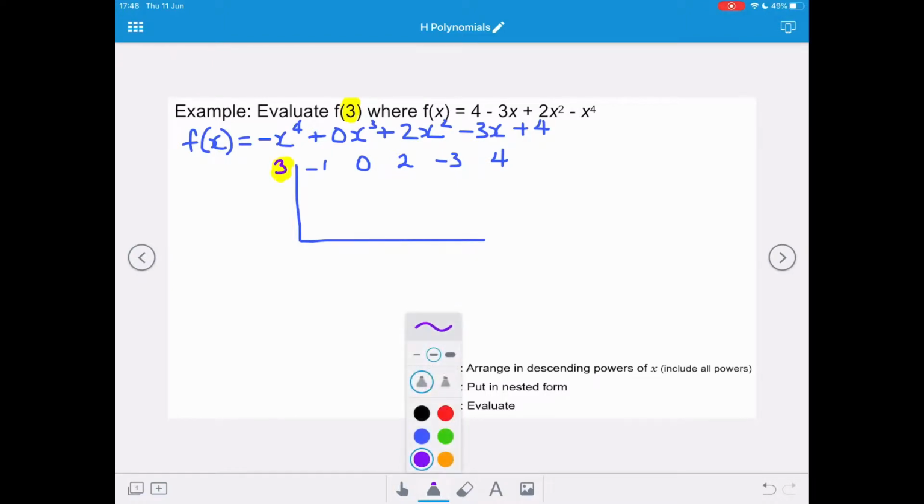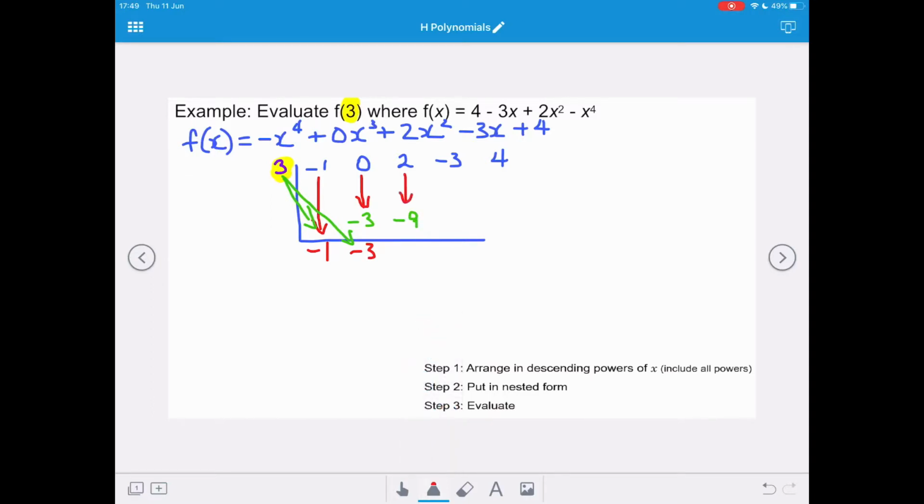So the next thing we need to do is bring down our negative 1. And then we're going to multiply it by the number outside of our nest, the 3. And 3 times negative 1 is going to give us negative 3. Now we need to add the 0 and the negative 3 together to give us a negative 3. And we're going to multiply that negative 3 by the 3 outside our nest again, giving us negative 9. Again, we're going to add down the column, so 2 plus negative 9 is going to give us negative 7.